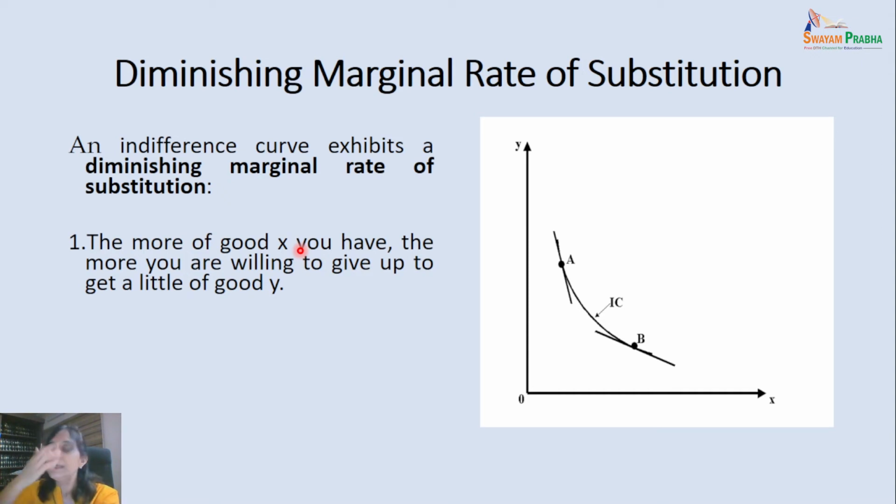Let us say you have pencils and you have rubbers. These are the two goods which you have. Initially you have got one pencil and 10 erasers with you. That is one combination available to you. Then another combination available to you is 2 pencils and 8 rubbers. You say, okay, I am indifferent between these two combinations.